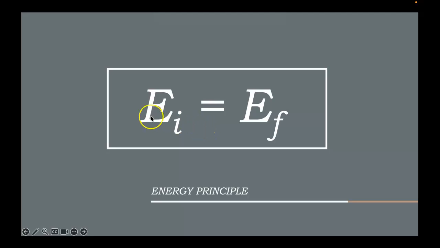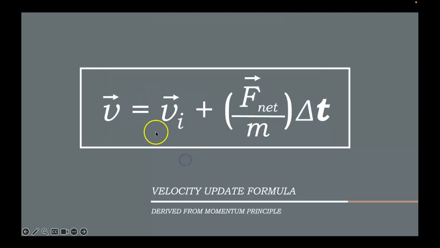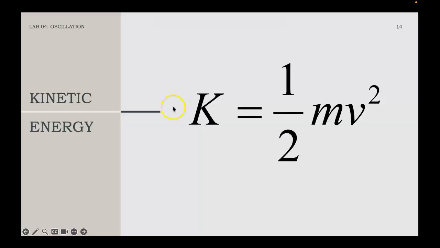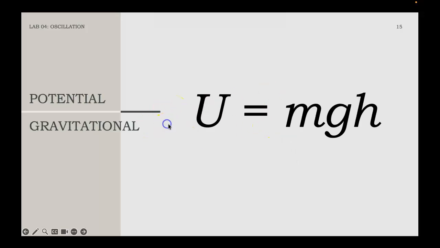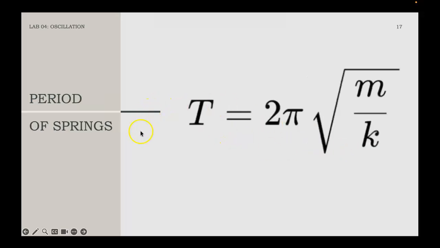Energy principle: initial energy equals final energy, because the change in energy equals 0. We use this later in the code as well. We also have our velocity update formula as well as our position update formula, which we use in the code to update the mass's movements for our plot. Some other useful formulas include kinetic energy, gravitational potential energy, spring potential energy, and the period of springs, which we use to find k.